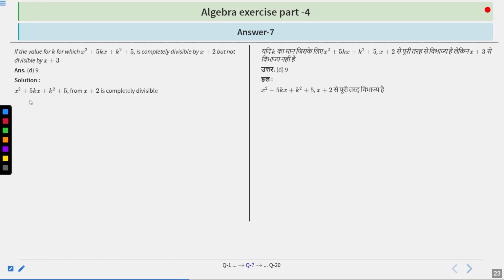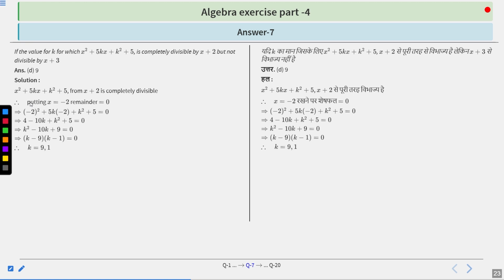So the equation was x square plus 5kx plus k square plus 5. And it is completely divisible by x plus 2. Therefore, putting the value of x equal to minus 2, the remainder should be equal to 0. Therefore, in place of x, we are going to put minus 2. Minus 2 square plus 5 into k into minus 2 plus k square plus 5 equal to 0. Minus 2 square is 4. 5k into minus 2 is minus 10k plus k square plus 5 equal to 0. k square minus 10k plus 5 plus 4, that is plus 9, equal to 0.